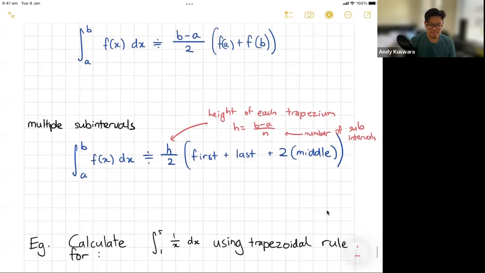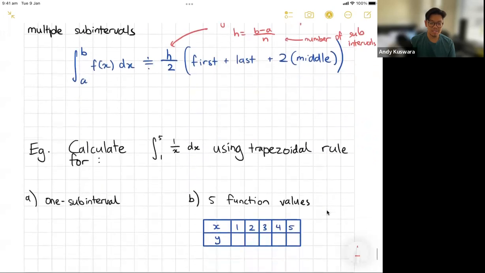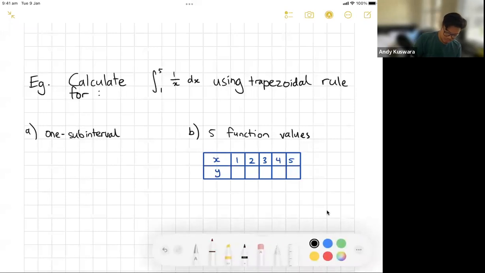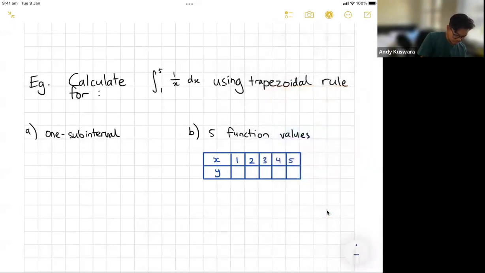Okay. So now that we've got that out of the way, let's actually show an example where we'll use this. Let's calculate the integration between 1 and 5 of 1 over x dx using the trapezoidal rule for one subinterval. So that means I'm just dealing with one trapezium. I'm just going to write in blue. Simply put, this would be b minus a, which in this case is 5 minus 1, all over 2. And then it's multiplied by f of 1 plus f of 5.